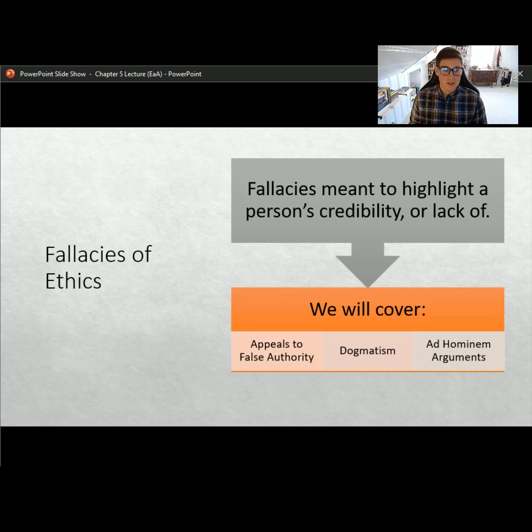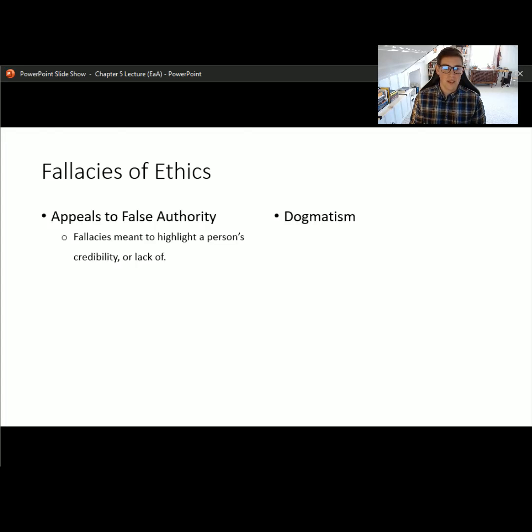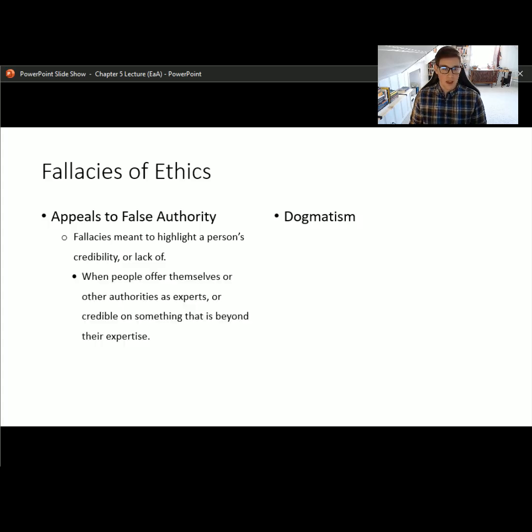To really address this, we're just going to cover three. We'll cover appeals to false authority, dogmatism, and my favorite, ad hominem arguments. So appeals to false authority are fallacies meant to highlight a person's credibility or lack thereof.